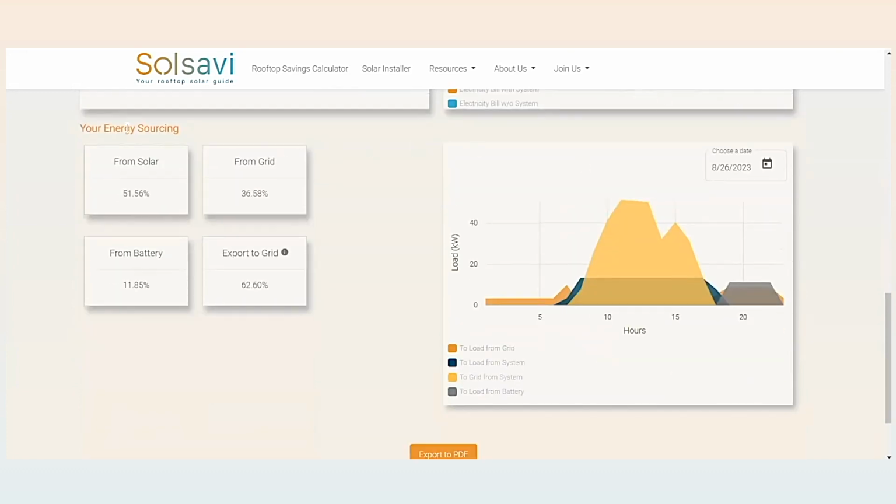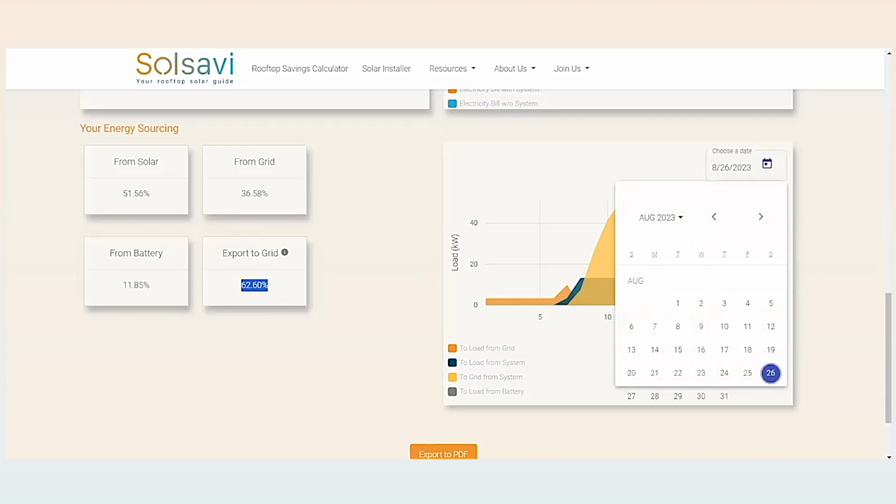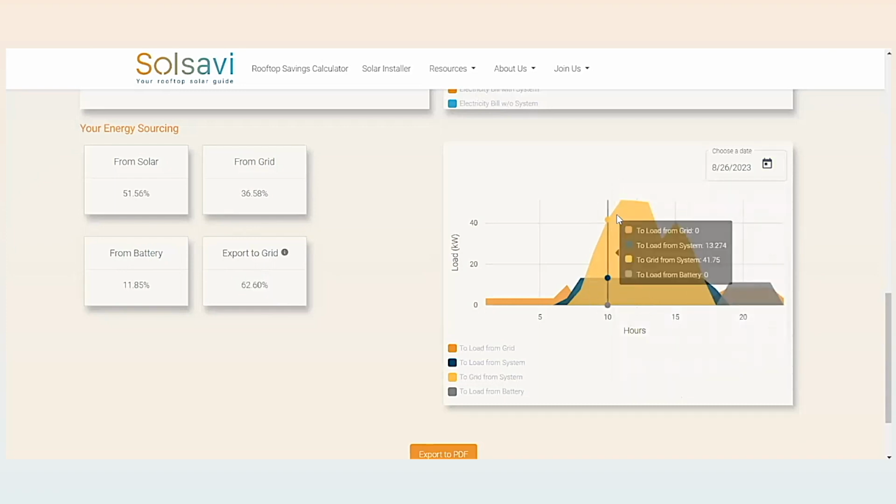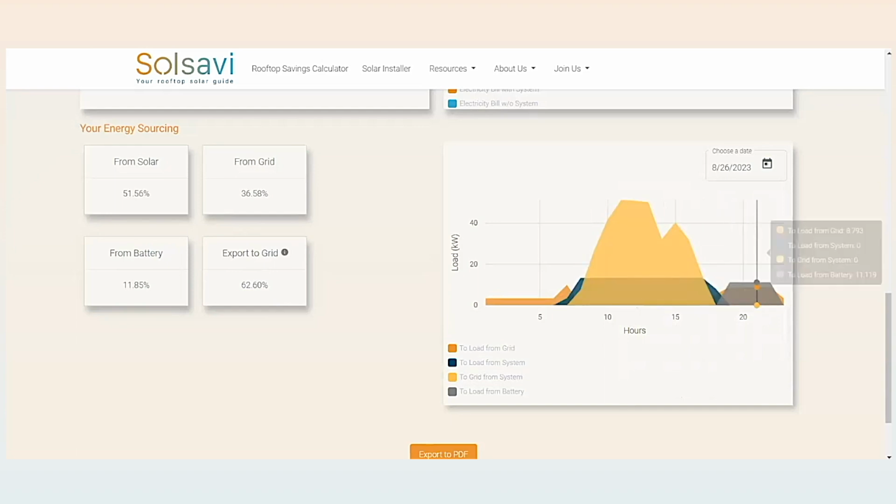Further, we go into energy sourcing and we see that 51% of your load is being supplied from solar, while from grid you have consumed only 36%. 11% is the contribution of battery technology, and 62% of what you have generated from solar is now exported to grid. You can see that in this case, on a weekend, your export portion is quite high and your peak load is being taken by battery.